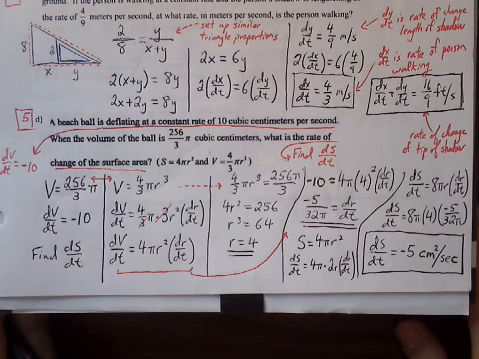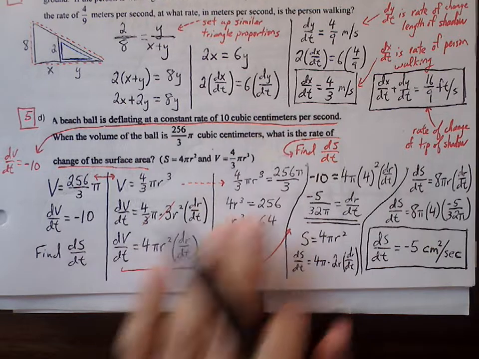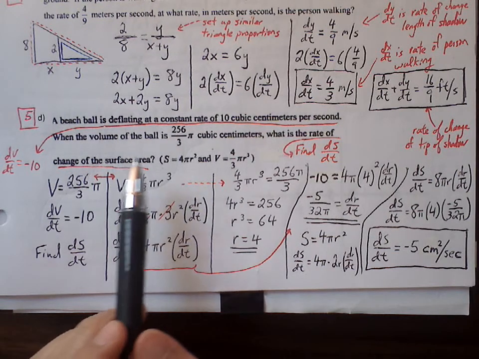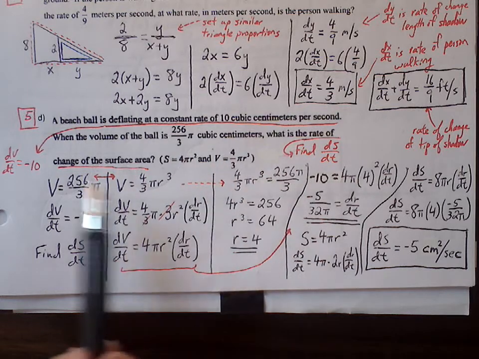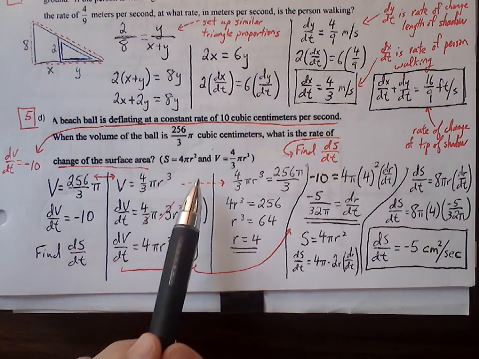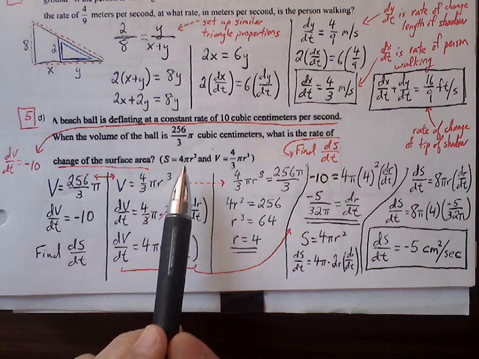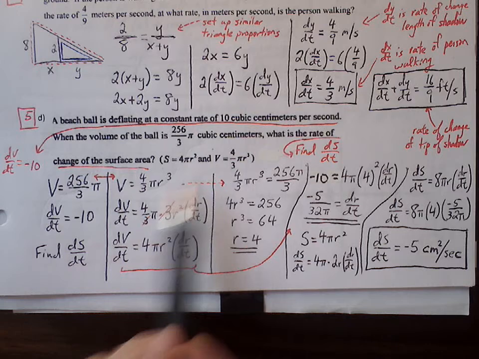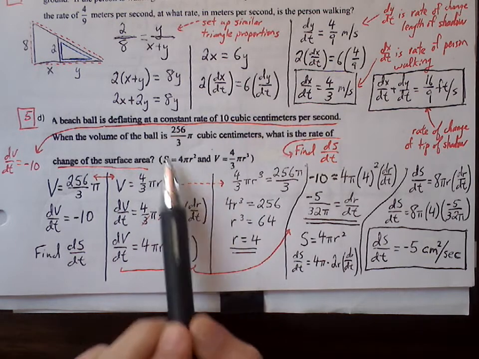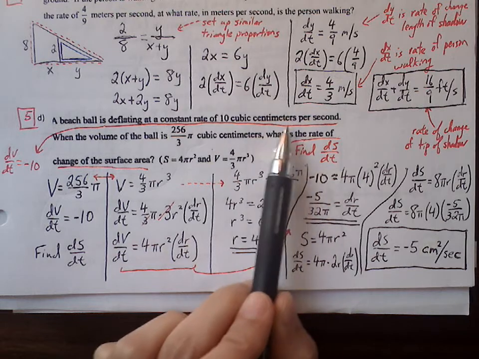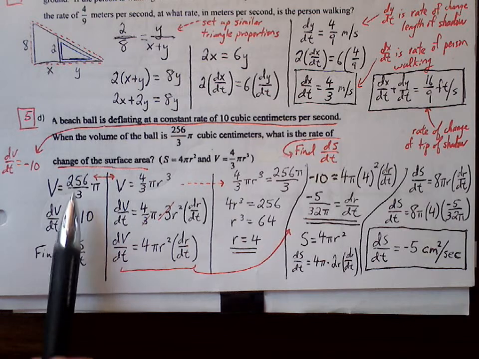All right, part D. A beach ball is deflating at a constant rate of 10 cubic centimeters per second when the volume of the ball is 256π/3 cubic centimeters. What is the rate of change of the surface area? So the information that we can start off with is we know the surface area equation, we know the volume equation, we know this is going to be a related rates problem. We have time all over the place here, per second, and we know we have to find the derivative.